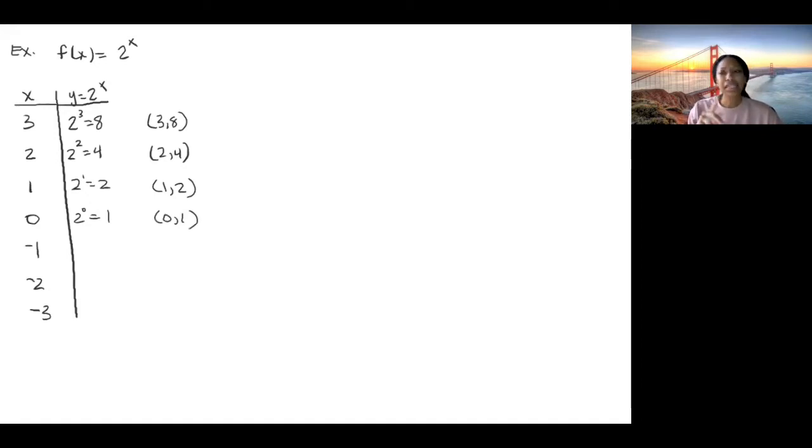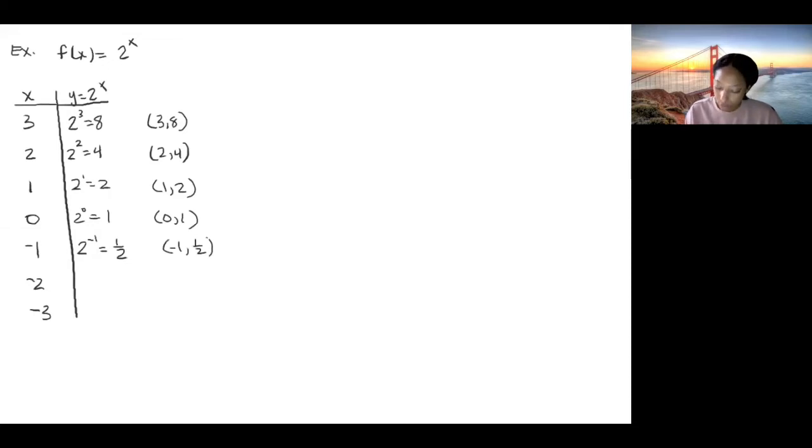And then pay attention here to our negative exponents. This kind of shows why we get that horizontal asymptote at the x-axis. When we plug in -1, 2 to the negative first power is 1/2. So (-1, 1/2) is a point.